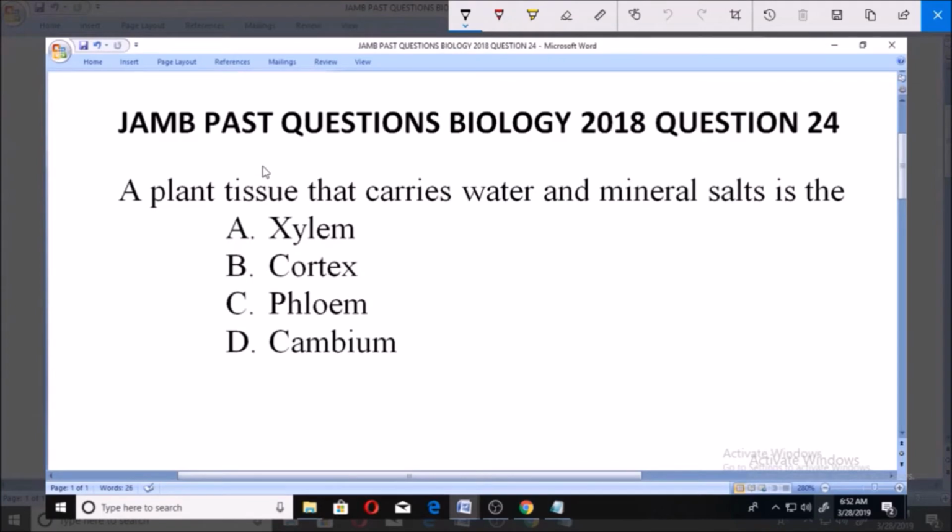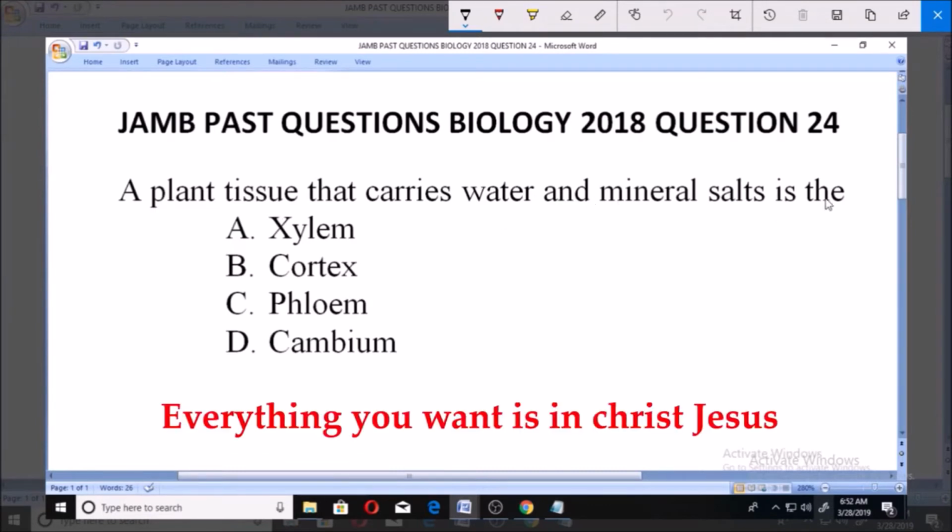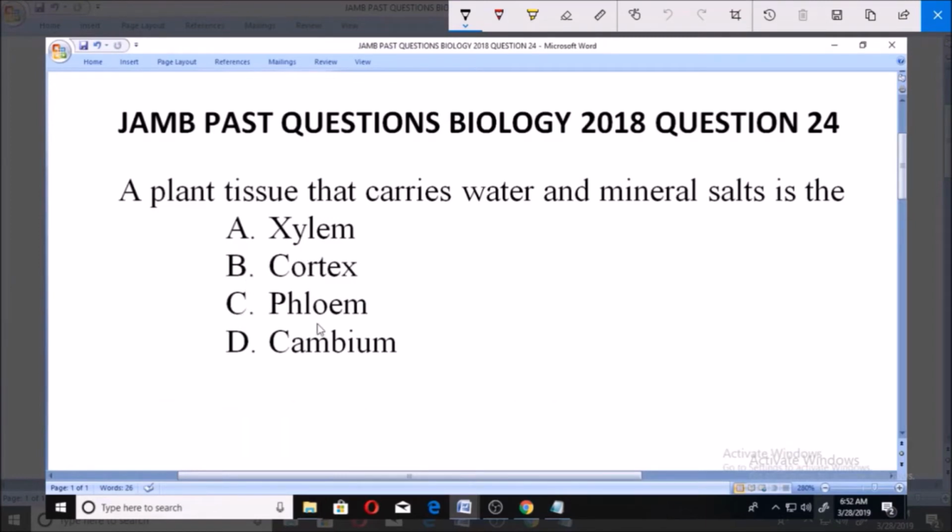Question number 24. A plant tissue that carries water and mineral salts is the A. Xylem, B. Cortex, C. Phloem, D. Cambium.